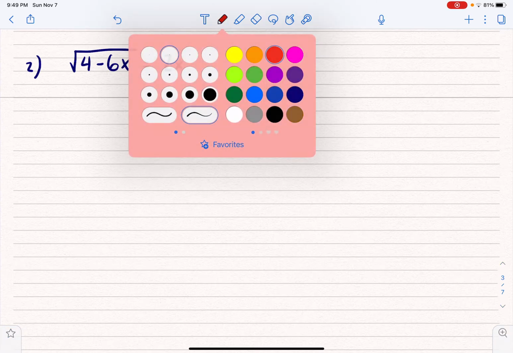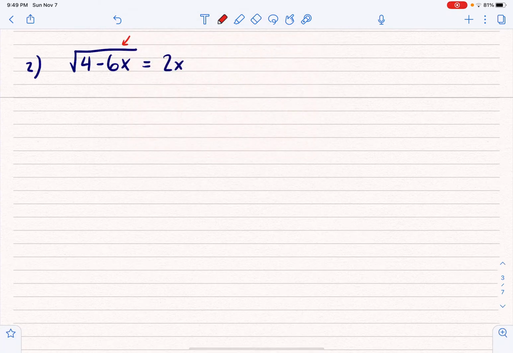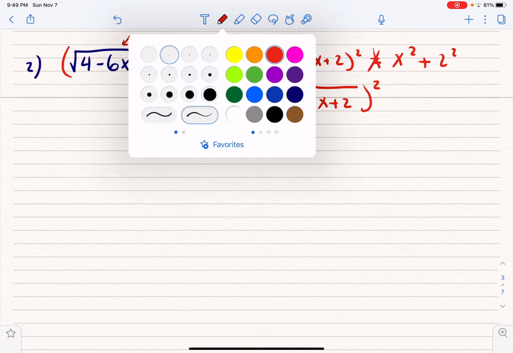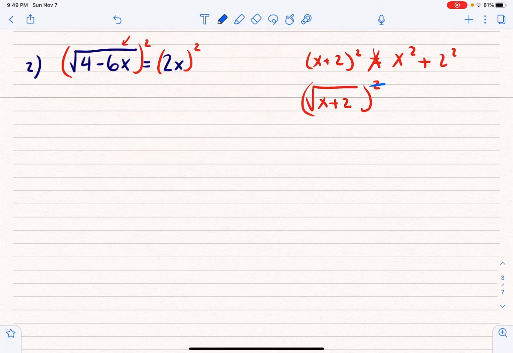Okay, so the first thing you want to do is get rid of this radical. And we can do that by simply squaring both sides. Now we know that when I have x plus 2 and I say squared, that never equals x squared plus 2 squared. That's never true. But if I have a radical of x plus 2 and I square that, well, this is one time where the radical and the exponent cancel out. And so that would equal x plus 2.